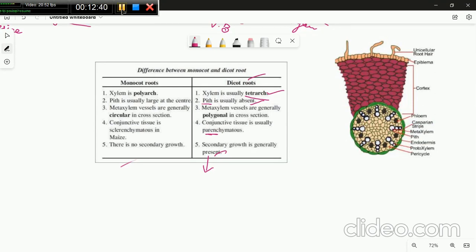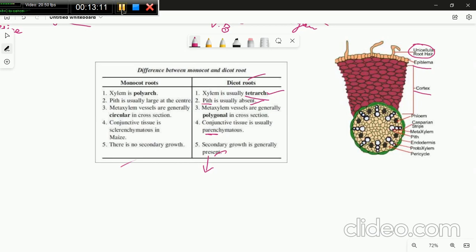See here also there is the cortex, and there we discussed rhizodermis or epidermis, but here in the monocot root the outer protective layer is called the epiblemma. What is it called? Epiblemma. And at the outer epiblemma region there is a finger-like projection, which is called the root hair, a unicellular root hair. Then it is followed by the cortex. So now we can just observe the differences alone.